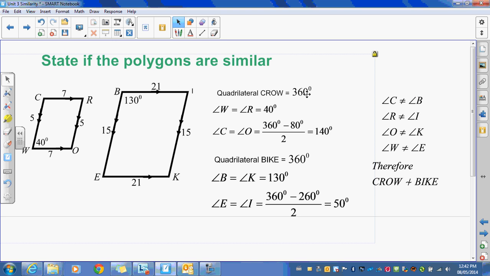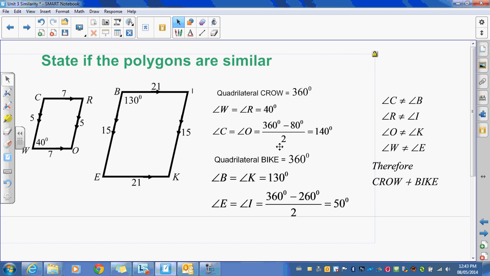All right, so let's go to quadrilateral crow. We know that opposite angles are congruent in a quadrilateral. So that means that angle W is congruent to angle R, which means they're both equal to 40 degrees. We also know that angle C is congruent to angle O, and therefore we can say that 360 degrees subtract 2 of 40 degrees, which gives us 80. And then if we take that number and divide it by 2, we will get the measure of angle C and angle O. In our case, that would be 140 degrees.